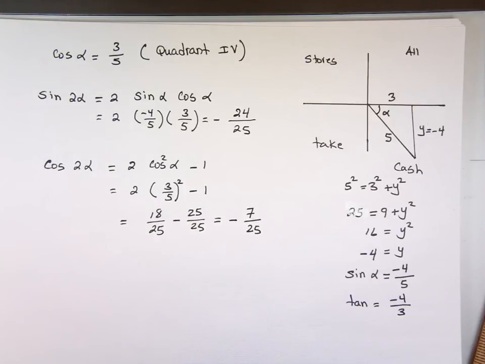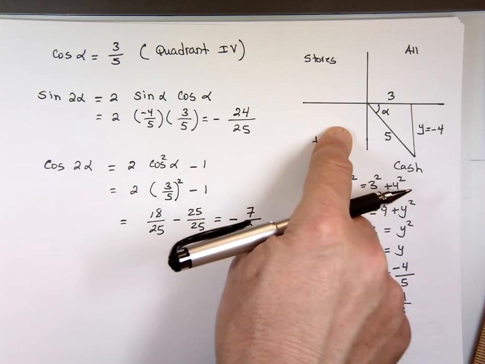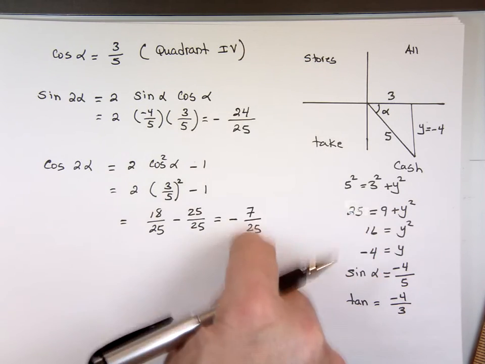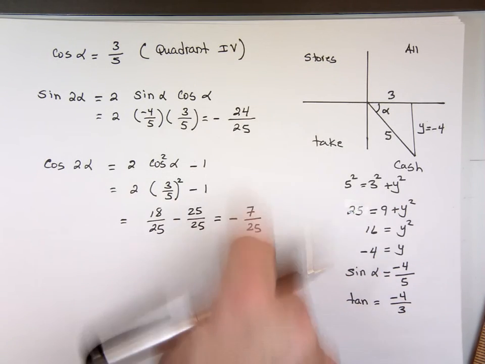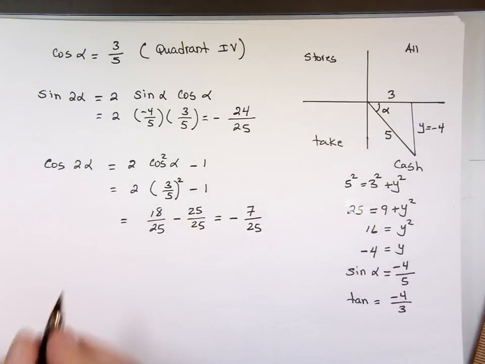Remember, my angle was in this quadrant. Twice that's going to put it in that quadrant. Only the tangent should be positive. These two should be negative. So far it's telling me I'm on the right track. Let's see if the tangent is positive.